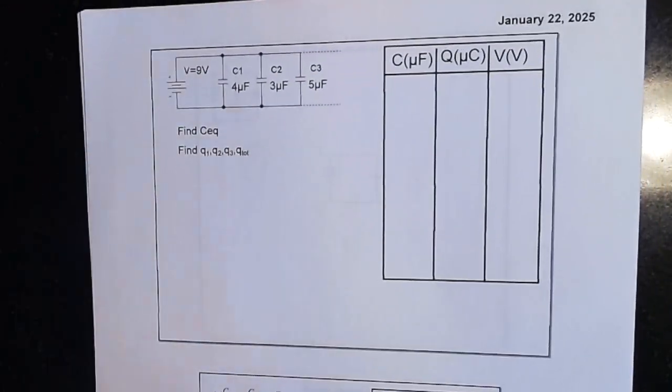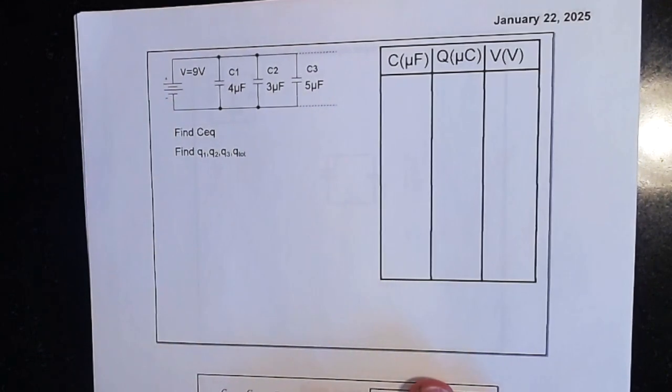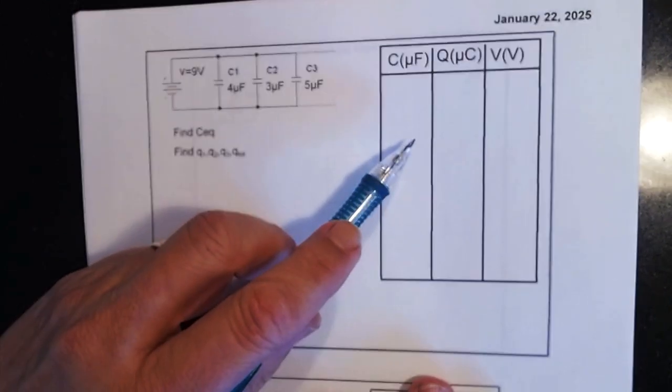Okay, now we're going to start looking at capacitive networks. Networks are just a lot of these things connected. Well, this one we just did. It's not too bad. I want to show you how I do this in a structure.